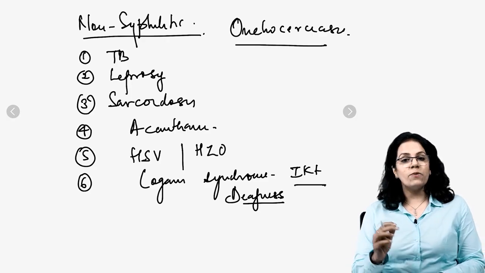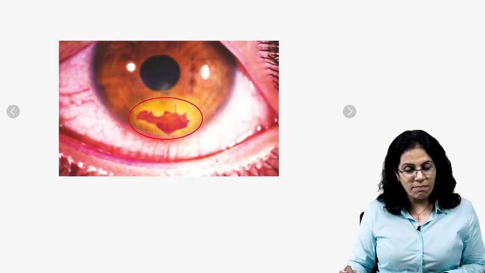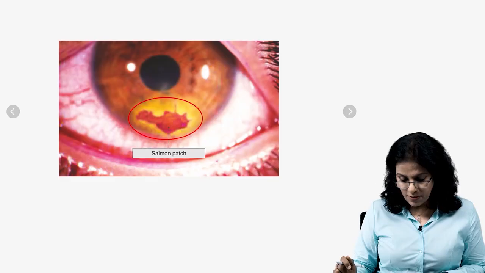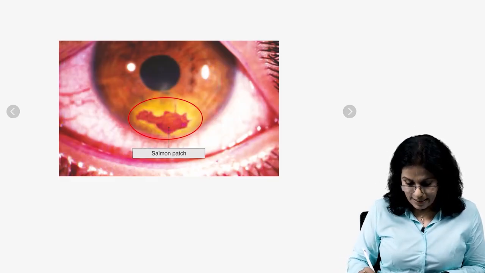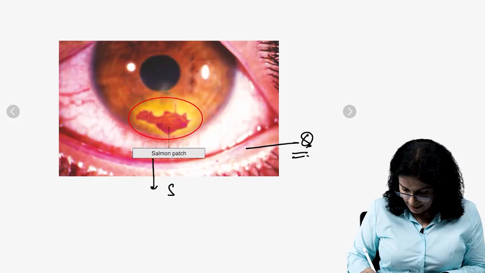Okay, now coming to one exam question. The question says, salmon patch is a feature of. So, can you see this? What is salmon patch? It's a patch of bleeding in the stroma. So, this is your exam question. It's a feature of. S for S, let us learn like this. It's a feature of syphilis.